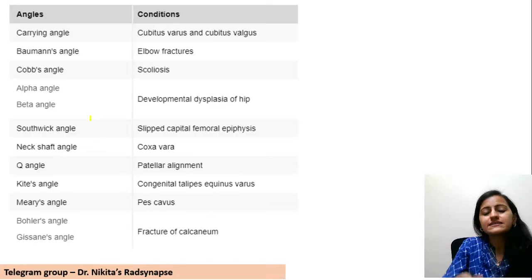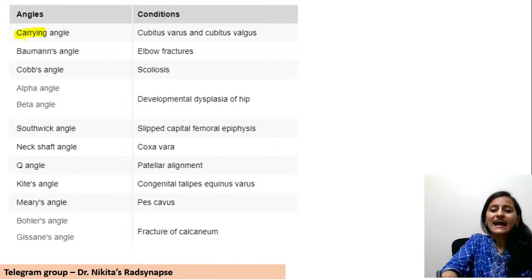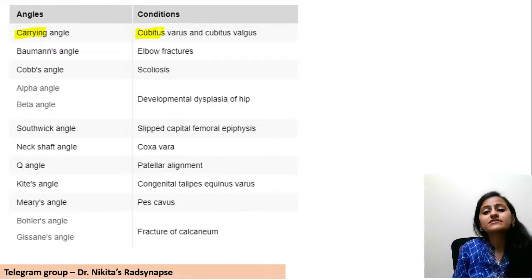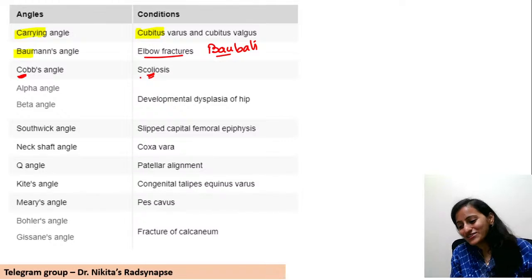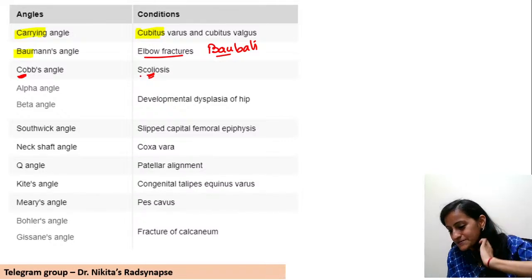So quickly revising the various angles. Carrying angle, remember we carry with the upper limb, so there's a pressure on the elbow. So basically it is for cubitus varus and valgus. Bowman's angle, Bowman's is like Bahubali, like the biceps. So remember Bahubali is basically your elbow fractures. Cobb's angle, CO, it is for scoliosis.